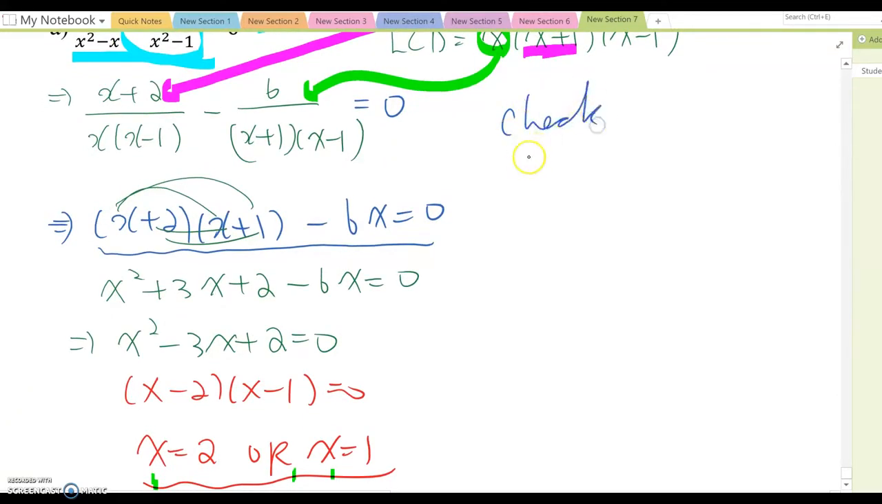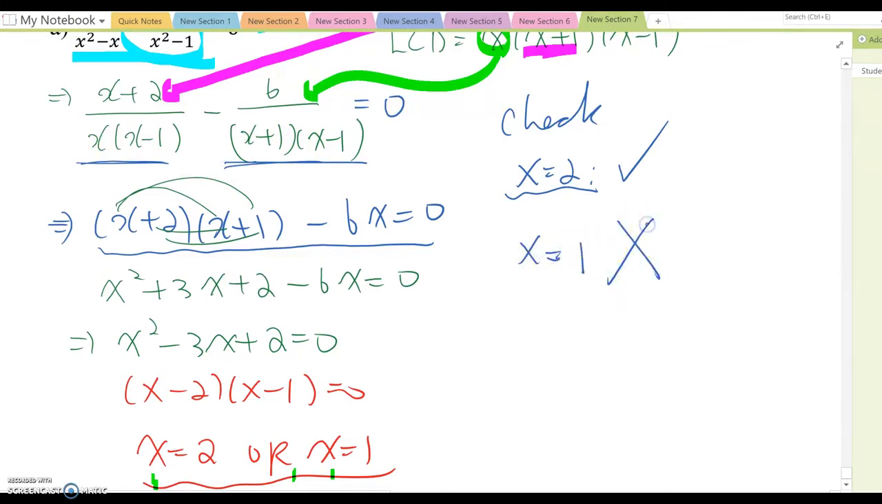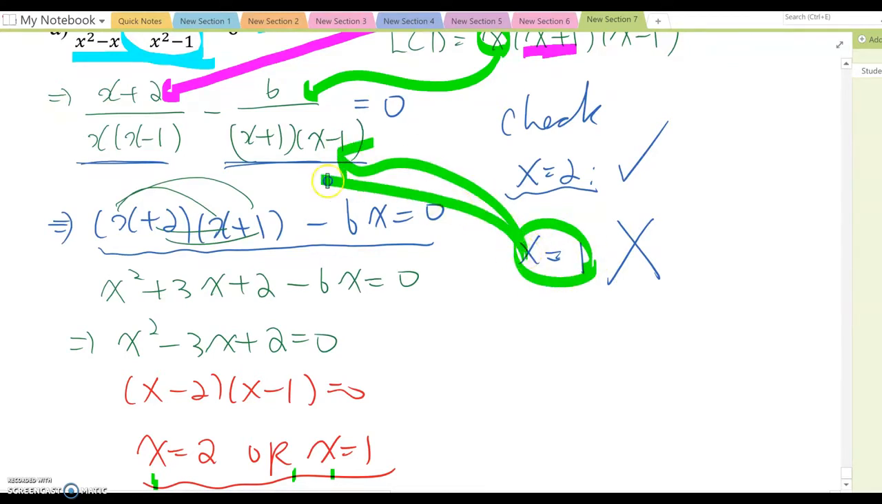So we need to check this case. So x equals 2. That's fine, because this one doesn't make any denominator factor equal to 0. What about x equal to 1? No, because this one makes this factor equal to 0 and also this factor equal to 0. Therefore, the answer becomes only x equals 2.